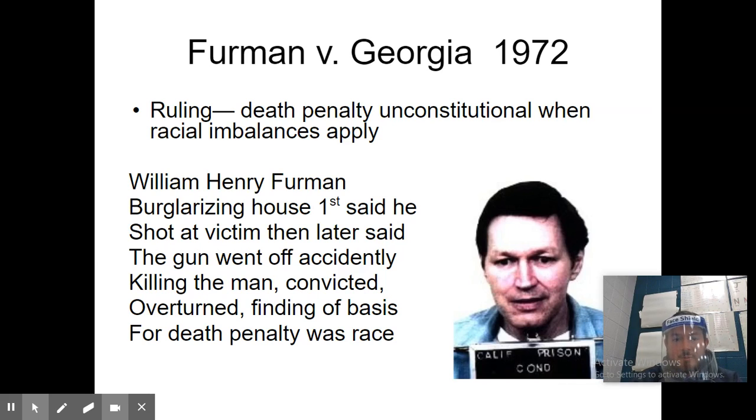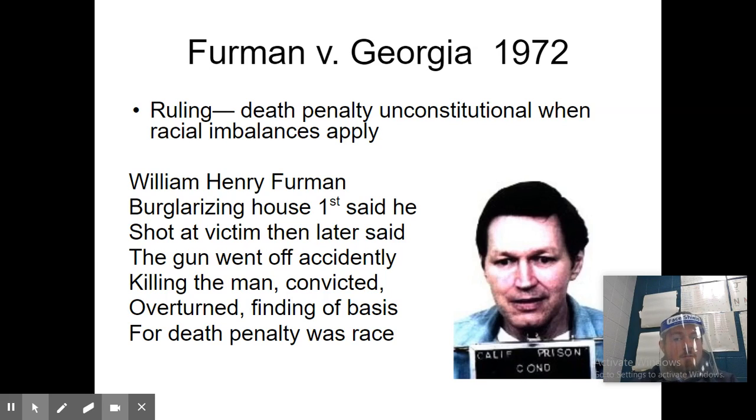Furman v. Georgia, this is in 1972. It's the ruling that the death penalty is unconstitutional against the 8th Amendment because of cruel and unusual punishment. And what they found is that in a lot of death penalty cases, there was racial imbalance. So there was some discrimination. So the court ruled that Furman could not be sentenced to death, even though it was a murder trial. And this pretty much put an end to the death penalty.